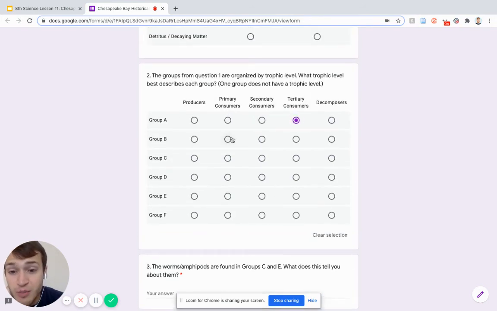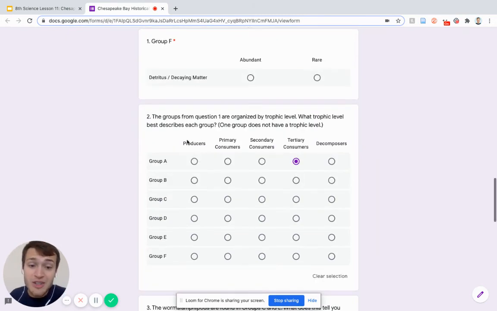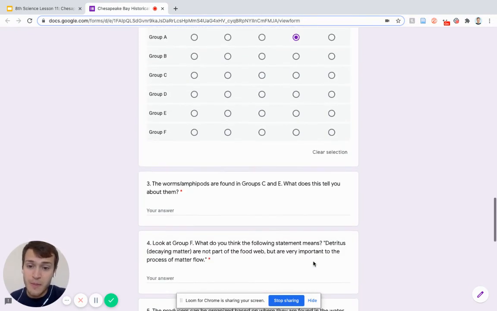Then you would look at group B. What is group B? And then group C, group D, group E, and group F. One of these groups is not any of these trophic levels. So I'm just going to tell you what it is. Detritus is group F. That's decaying matter. Remember, decaying matter, dead bodies, they don't eat. So they are none of these. You should not have any of these circles filled in for group F.